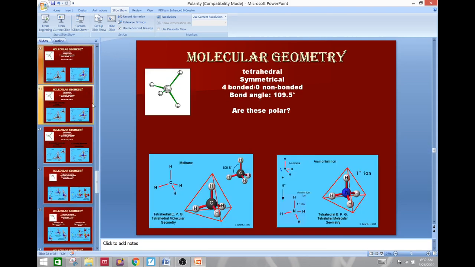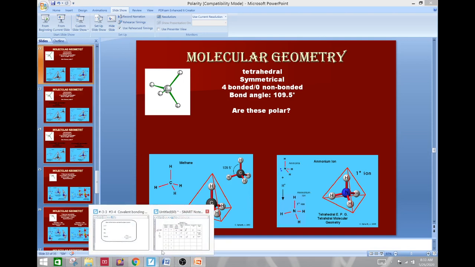Four things off the center. We call this thing tetrahedral, tetra meaning it's got four sides to it. You'll see it's again a symmetrical shape because there are no unbonded pairs, and each electron domain has an atom. 109 degrees. Are these polar? This one's not, because they're symmetrical with a dipole moment of zero. Angle is 109. Let's fill our sheet out.